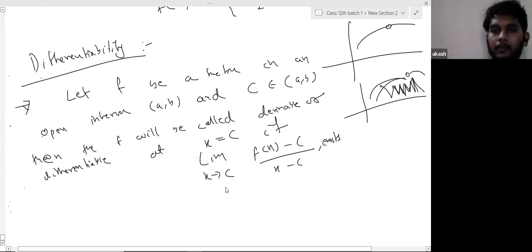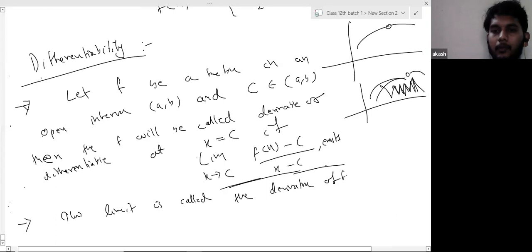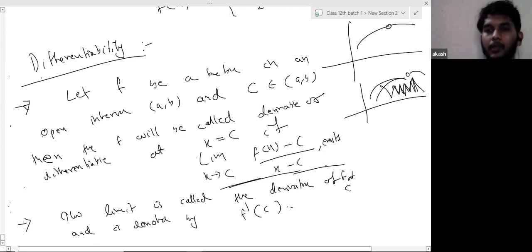All right, and this is the limit which is called the derivative. This limit is called the derivative of f at c and is denoted by f dash c. We already saw how to differentiate all the functions.